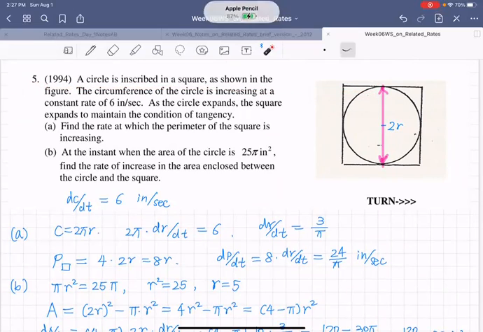A circle is inscribed in a square as shown in the figure. The circumference of the circle is increasing at a constant rate of 6 inches per second. As the circle expands, the square expands to maintain the condition of tangency. A, find the rate at which the perimeter of the square is increasing. B, at the instant when the area of the circle is 25 pi inches squared, find the rate of increase in the area enclosed between the circle and the square. How do you feel about this question? Very long?